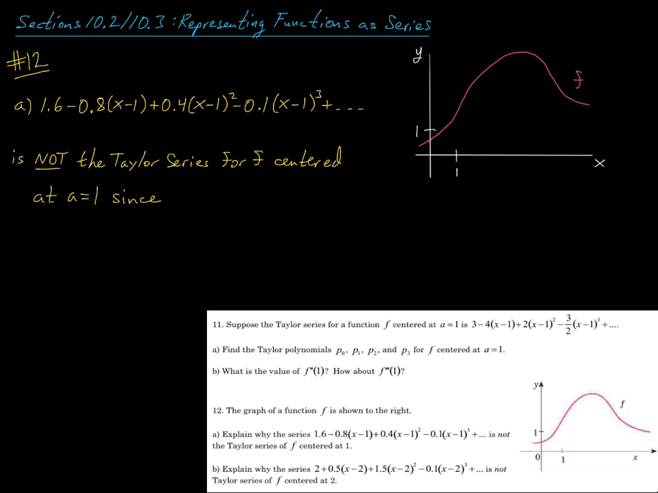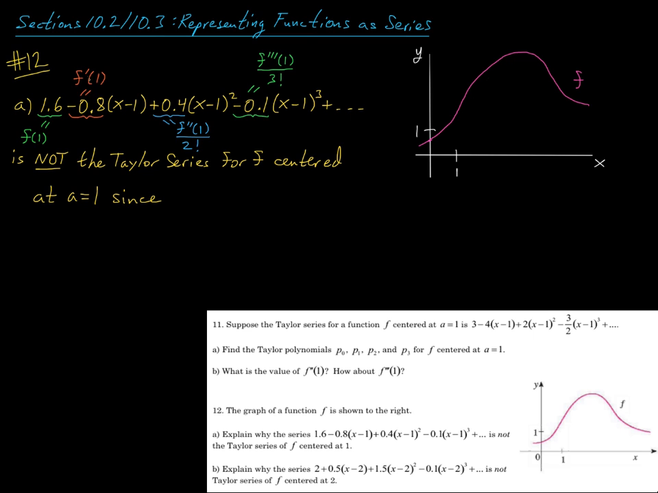So if this were the Taylor series of f centered at a equals 1, we would have the following. f of 1 must be 1.6. Negative 0.8 would have to be f prime of 1. 0.4 would have to be f double prime of 1 over 2 factorial. Negative 0.1 would have to be f triple prime of 1 over 3 factorial, and so on. So do any of these look problematic? Well, could f of 1 be 1.6? I can't tell exactly what f of 1 is. Plausible that it's 1.6. It's clearly larger than 1.